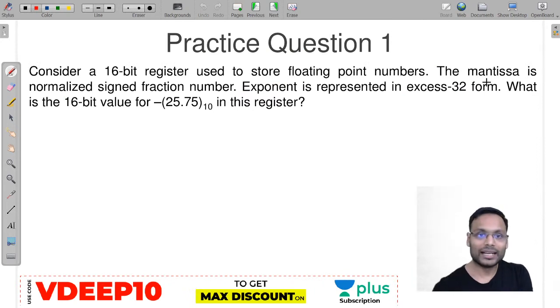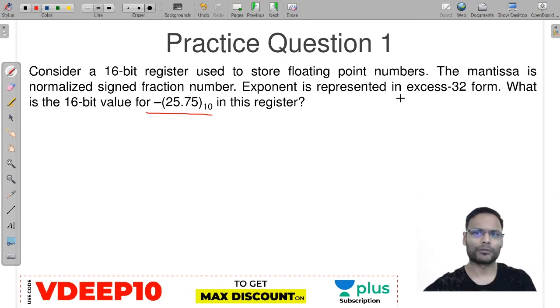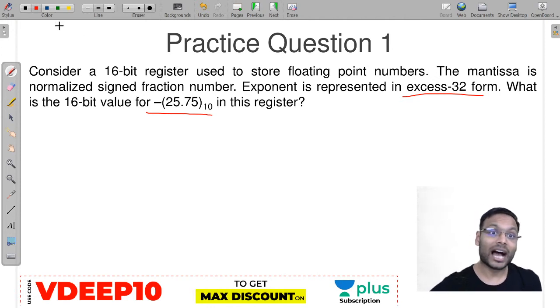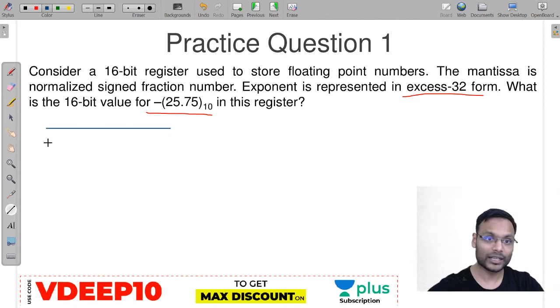Now another question says that this number, minus 25.75, you need to represent in the same type of register, same excess 32 code, mantissa normalized. Normalization is not given, which means I will have to use the explicit normalization only. Do it quickly, it will be done very fast. Yes, you also solve it, I will also solve it. It is a practice question, let's solve it quickly.